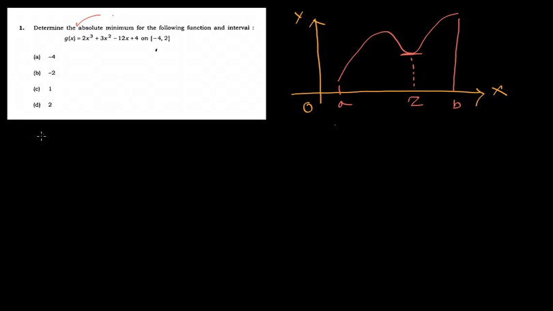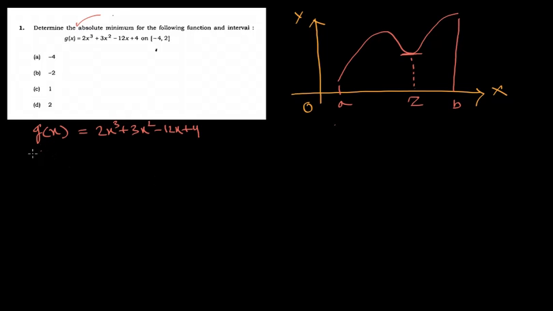Now let's start our question. The given function g(x) is equal to 2x cube plus 3x square minus 12x plus 4. To find the maximum and minimum, we have to take the first order and second order derivatives of the function, then find the stationary or critical points, and then check that the stationary points satisfy our necessary condition for maximum or minimum, in this case minimum. So our second order derivative has to be greater than or equal to 0 for a minimum point.